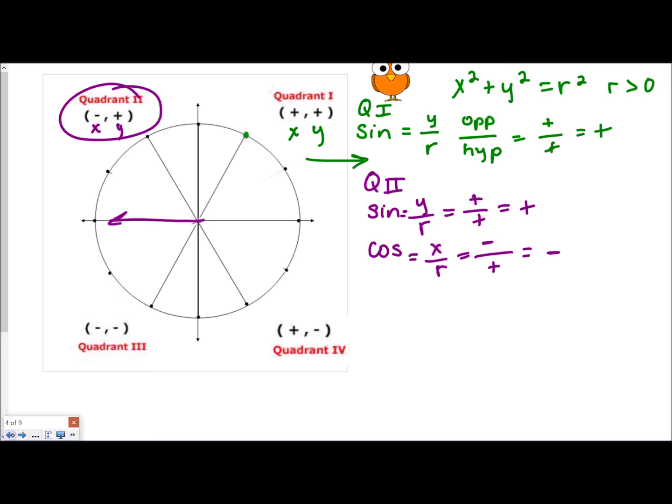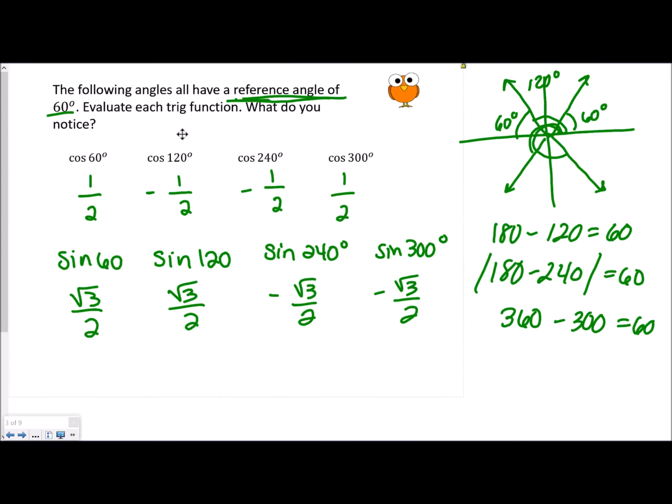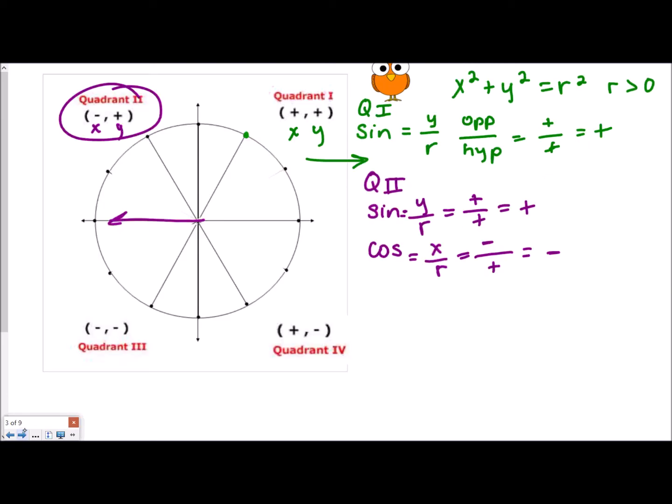Now notice back here on this page, when we got to quadrant 2 right here, 120, this cosine answer was negative, but this guy was positive. So it all depends on what quadrant you're in. Let's look at quadrant 3.